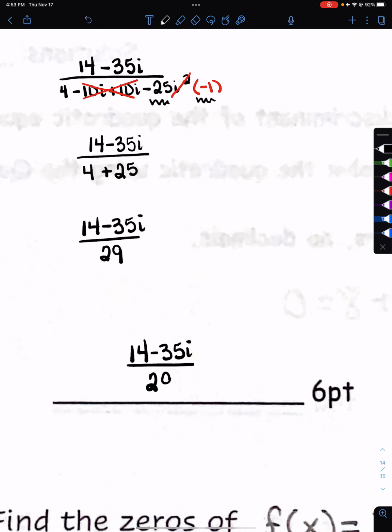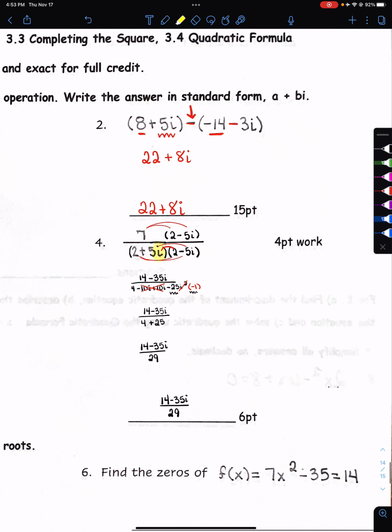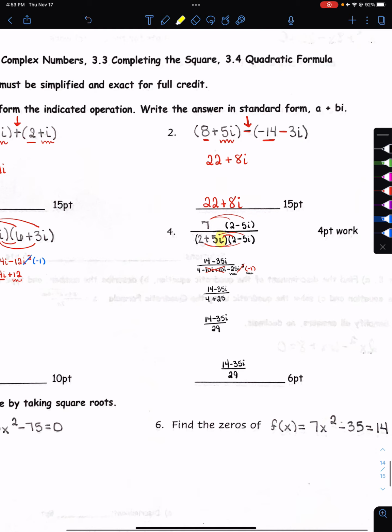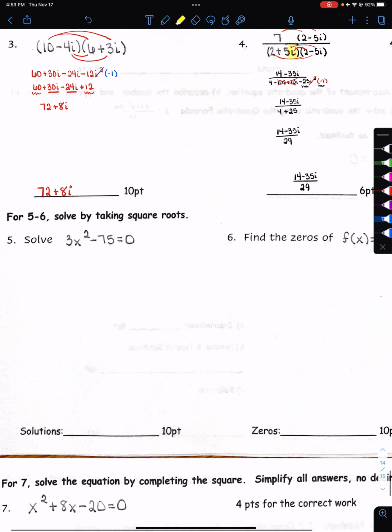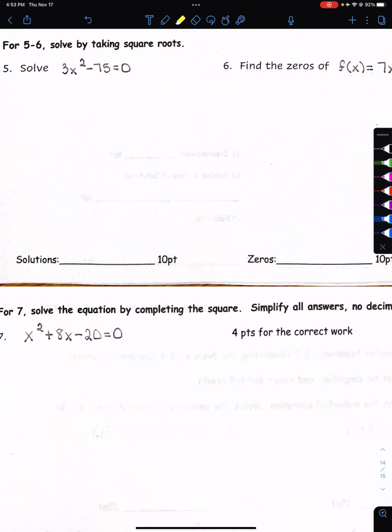Now what was the reason for that? It is because we cannot have an i in the denominator, and in the very beginning, I did have this i right here. Okay? All right, so that is working with conjugates. Let's go ahead and go down to number 5. Number 5, we are solving by taking the square root.